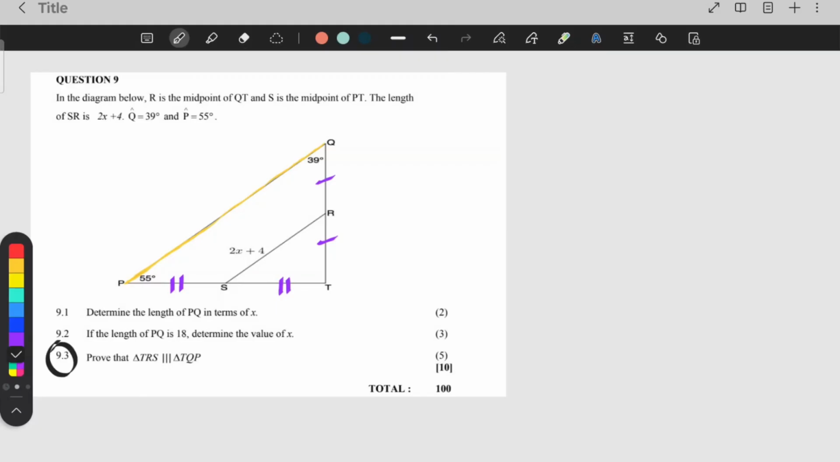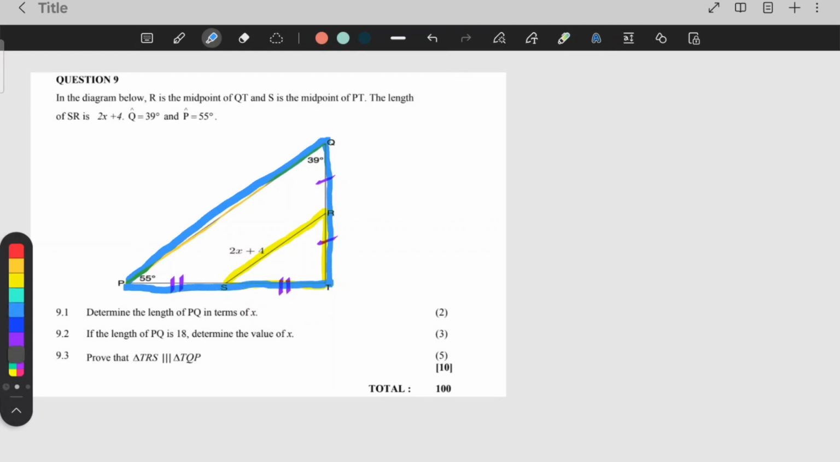Then the last question, 9.3, says, prove that triangle TRS, so let's highlight, triangle TRS, so that's that triangle, is similar to triangle TQP. So the small one here must be similar to the big one there.